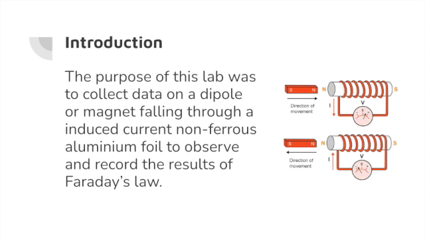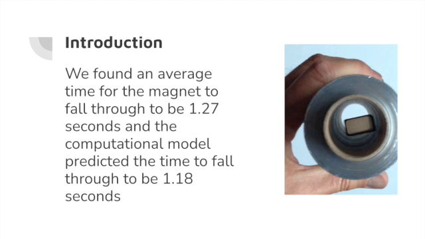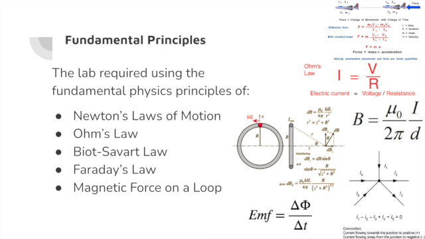Introduction. The purpose of this lab was to collect data on a dipole or magnet falling through an induced current non-ferrous aluminum foil to observe and record the results of Faraday's law. We found an average time for the magnet to fall through to be 1.27 seconds, and the computational model predicted the time to fall through to be 1.24 seconds.